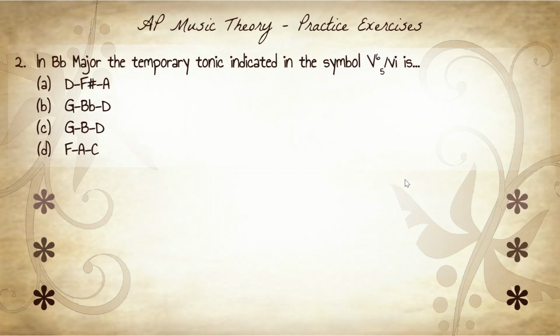Question 2. In B flat major, the temporary tonic indicated in the symbol 5, 6, 5 over 6 is: A, D, F sharp, A; B, G, B flat, D; C, G, B, D; or D, F, A, C.